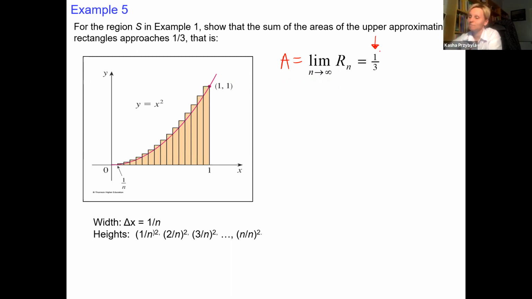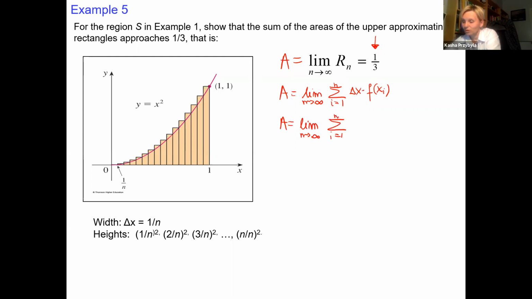But let's compute this. That means we know R sub N means that we will be adding the areas of all of the rectangles. And the area of the rectangle is base times the height. Base is delta X, and height is the value of the function at the sample point. And sample points are changing from 1 to N. And of course, we do have infinitely many of those. Okay. Limit as N goes to infinity.